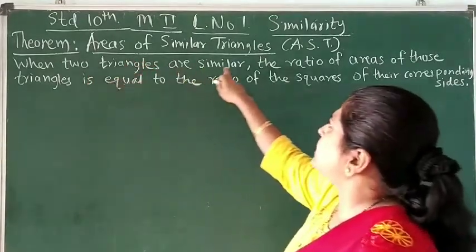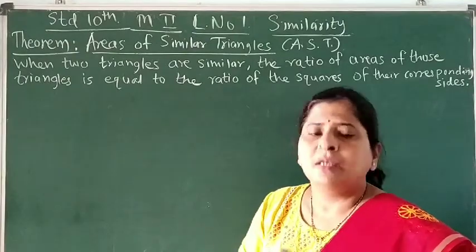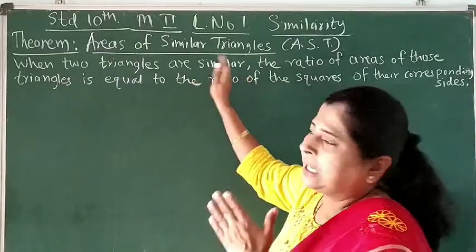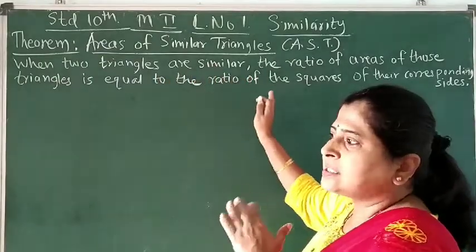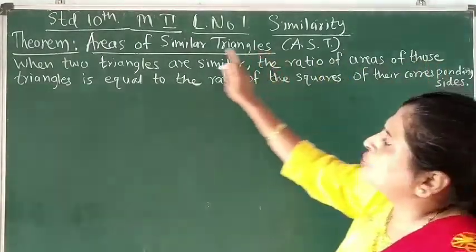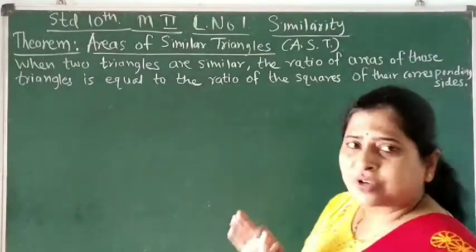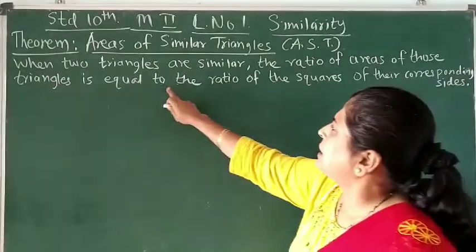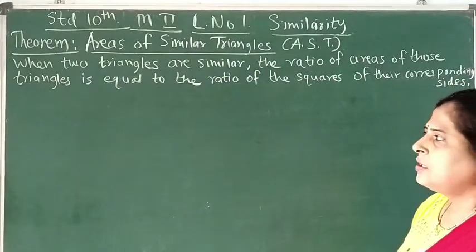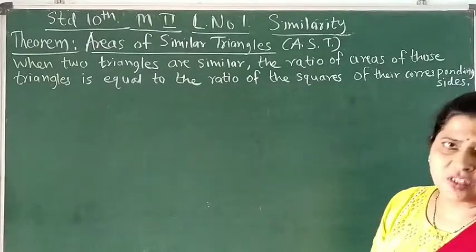When two triangles are similar, first of all there should be two triangles and they should be similar. This is the part which is called the antecedent part of the statement, or we can say the given part. Then what will happen? The ratio of the areas of those similar triangles is equal to the ratio of the squares of their corresponding sides.